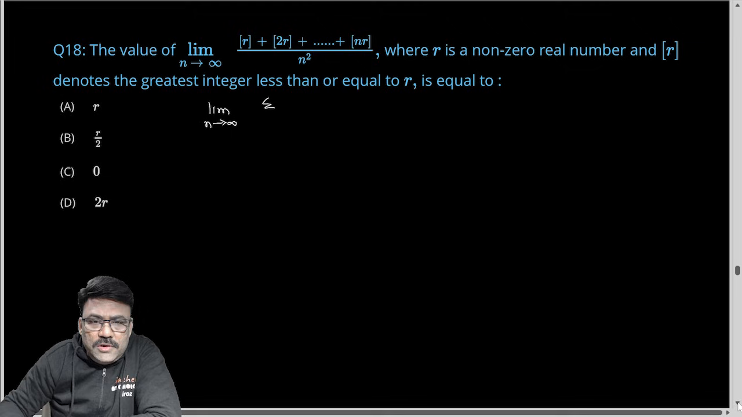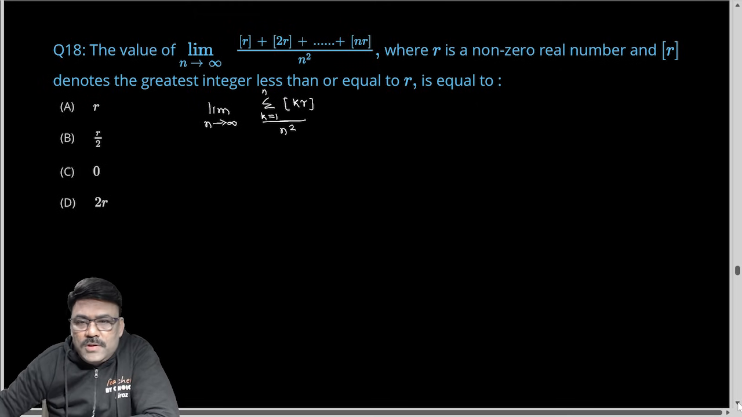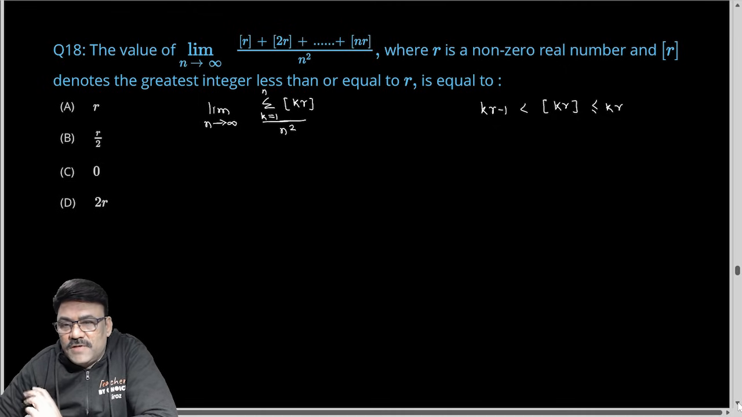sigma integral part of kr, k varying from 1 to n, divided by n square. That is 1r, 2r, 3r up to nr. And see, this integral part of kr always lies between kr minus 1 and kr. Integral part of x always lies between x minus 1 and x.